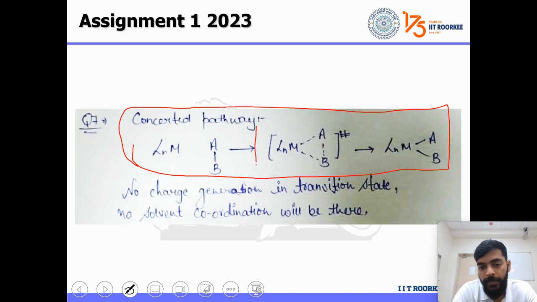Also, if we see here, you can see in the transition state there is no charge generation. So again, there is no polarity in this intermediate. It is neutral, so it will not be affected by the polarity. Okay, let's move to the next question.